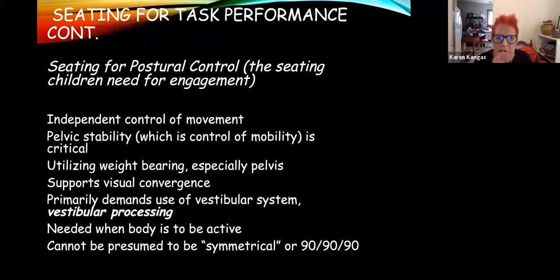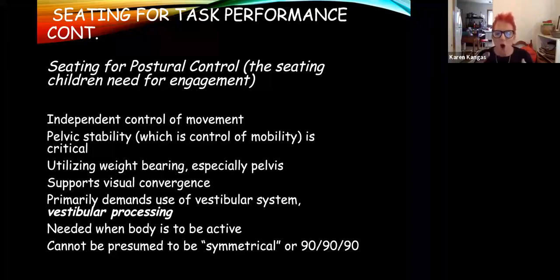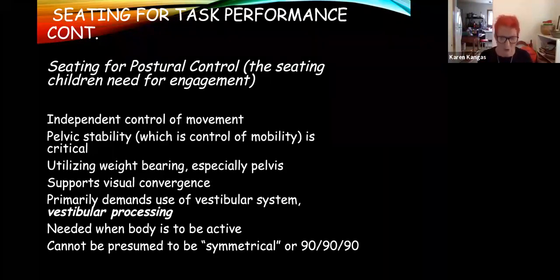So the children need to be engaged, and that requires some independent control of movement. How do we support pelvic stability, which is control of movement, utilizing weight bearing, especially at the pelvis, again, supporting that visual convergence. And even if you're working with a kid who has CVI, it doesn't mean that we don't want to support visual convergence. We still want to put the body in positions that all bodies need to be in to say my eyes are going to be facing forward. Because when children have CVI, that means they have processing problems. So it doesn't mean we're going to ignore their eyes. We instead want to help them really understand how to focus in terms of an activity.